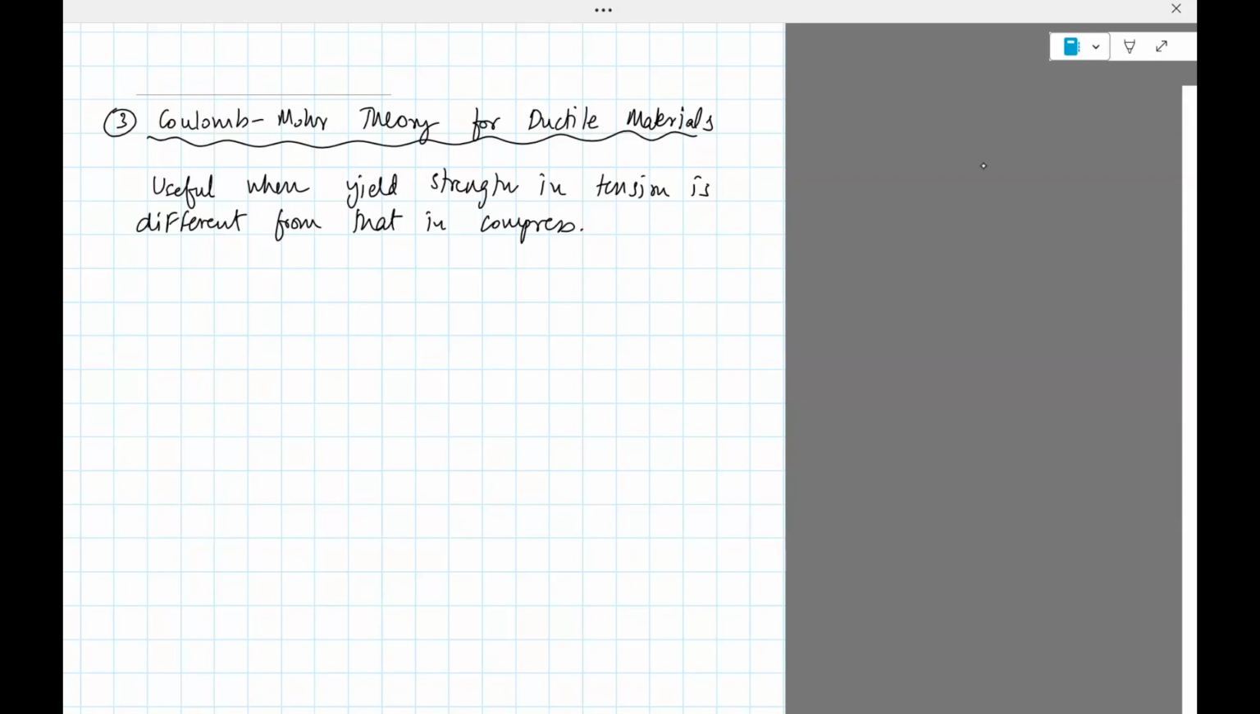So if you have a specimen and you load it in tension, it fails at ST. But if you take the same material, load it in compression, it'll fail at a different stress, SC, and ST is not equal to negative SC, negative because it's compression. So if that happens, then probably this is a good theory for predicting failure. Okay, it so happens that SC in magnitude is greater than ST for most materials.